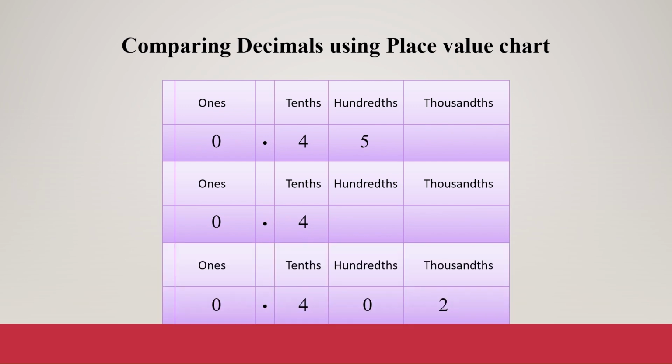And the third number is 0.402. You add zeros to make 3 places of decimal. Now it is very clear if you just take the decimal portion, because the ones place is 0, 450, 400, 402. It is easy to make out that 400 is less than 402, less than 450. So the answer is 0.4 is less than 0.402, less than 0.45.